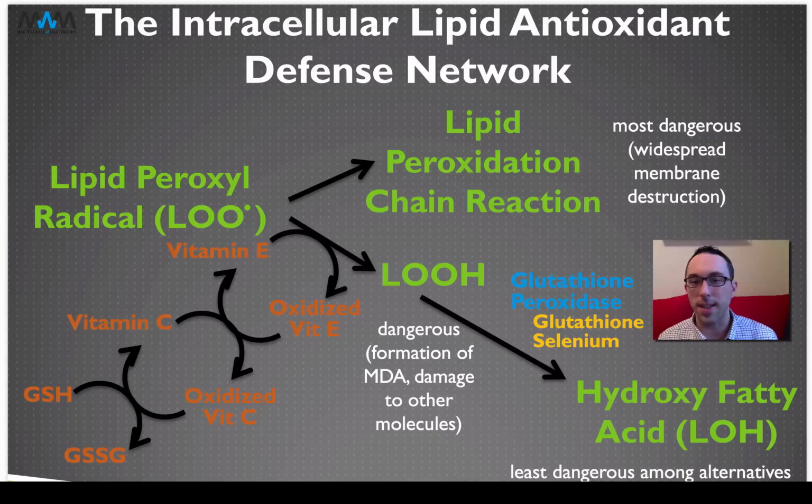Now, once vitamin E does this, it just makes a lipid peroxide, and even though there's fewer lipid peroxides, it's not zero, and that lipid peroxide can fragment into MDA or other highly reactive compounds and damage other cellular constituents. So what you then have is glutathione peroxidase in a membrane-bound form uses glutathione and selenium to reduce the lipid peroxide into a hydroxy fatty acid.